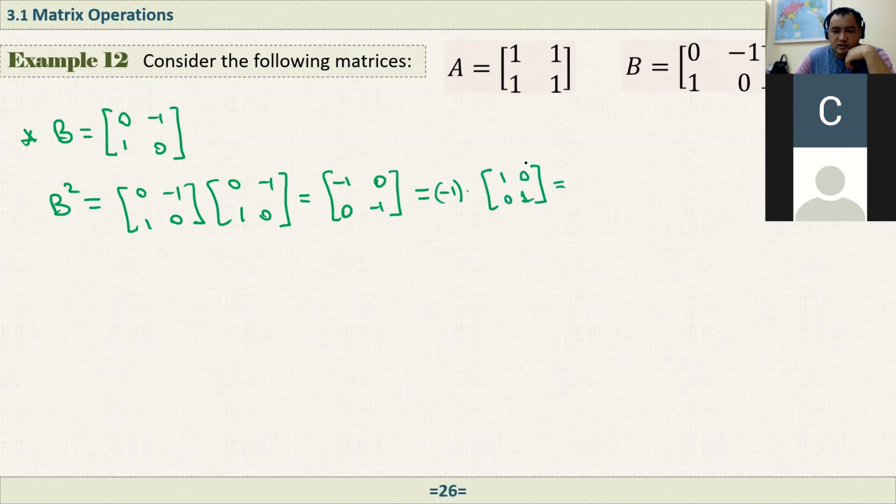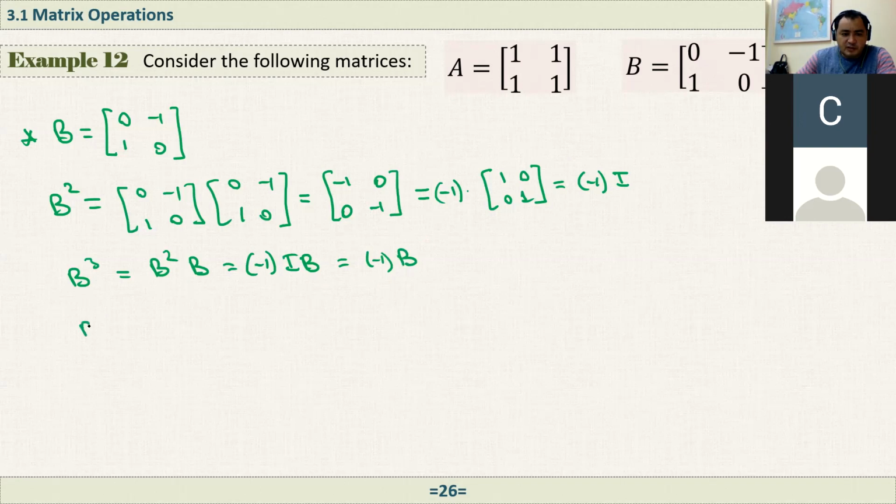Which is equal to, actually, you must be familiar with this matrix. That's just an identity matrix. So that's equal to negative 1 times I. So now, if I write here B cubed, what is B cubed? B squared times B. And B squared, we have just computed here. That is negative 1 times I. And here we have matrix B. And as you know, see, this I is an identity element. If you just multiply this by any matrix, the result is that matrix. So that's equal to negative 1 times B.